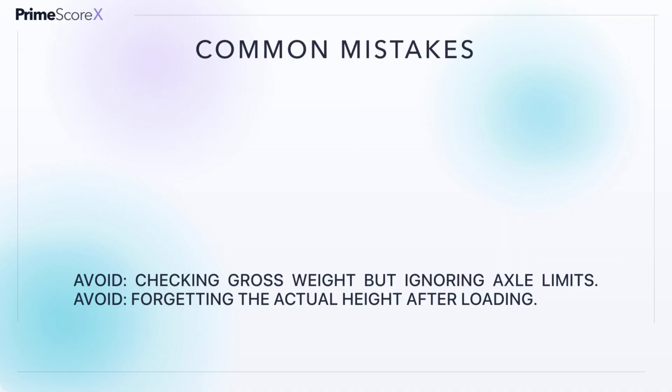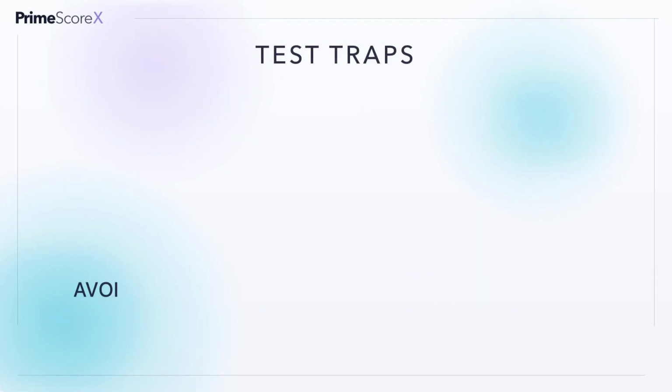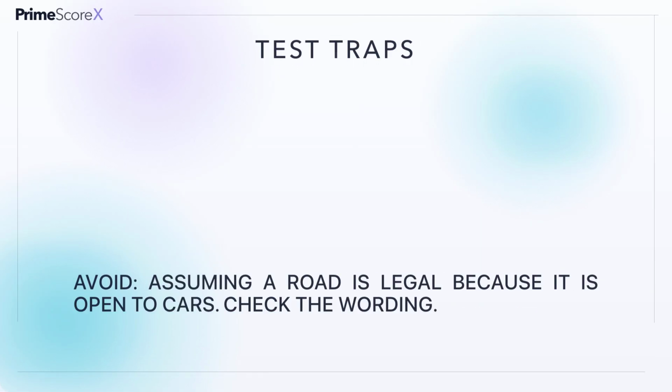A common mistake is checking gross weight but ignoring axle limits. Another mistake is forgetting the actual height after loading. Both mistakes come from studying too loosely. The fix is to slow down during review and force every answer to connect to a clear rule or safety principle. Another trap is assuming a road is legal because it is open to cars.